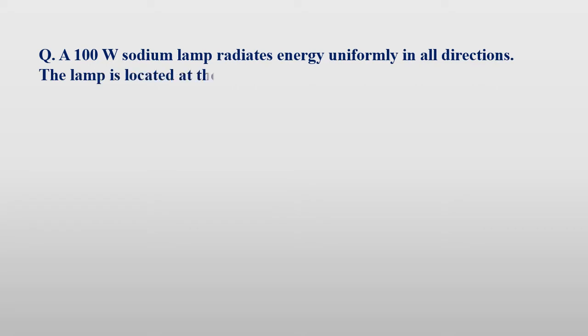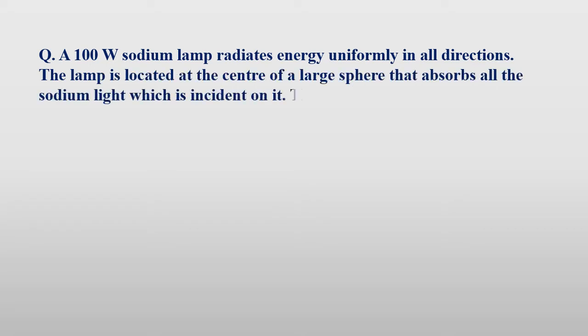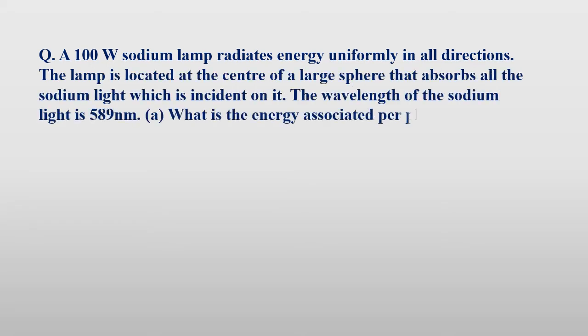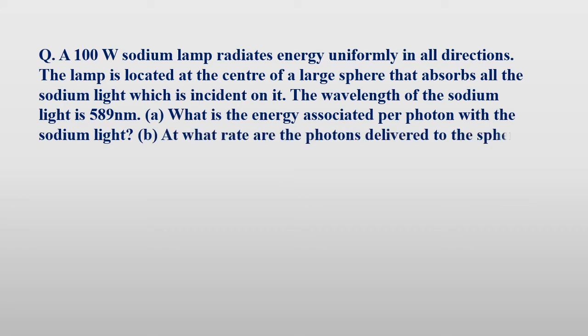The next question: a 100-watt sodium lamp radiates energy uniformly in all directions. The lamp is located at the center of a large sphere that absorbs all the sodium light which is incident on it. The wavelength of the sodium light is 589 nanometer. First, what is the energy associated per photon with the sodium light? Second, at what rate are the photons delivered to the sphere?